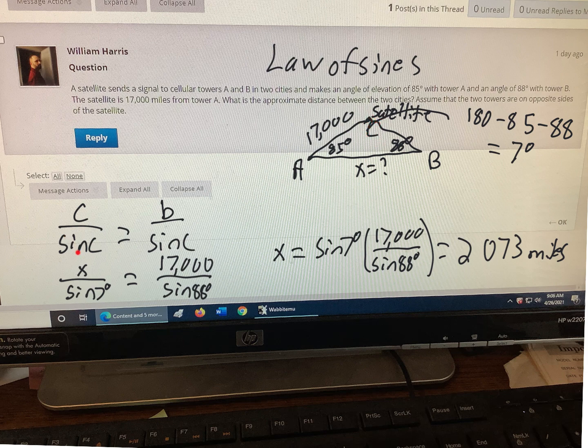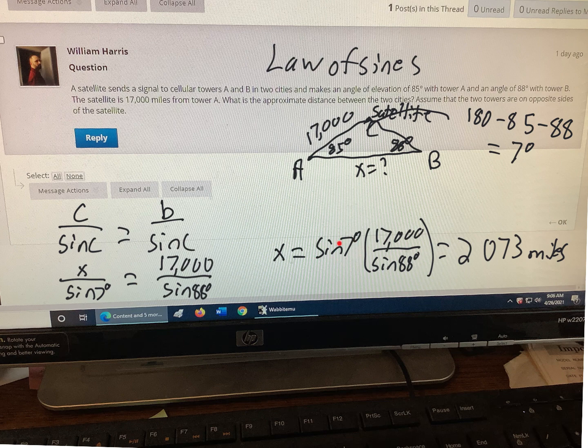So here's the law of sines. Instead of calling it X, I'm calling it C here. Side C over sine of angle C would equal side B over sine of angle B. So side, I called that X. The angle here I found is 7 degrees. And I know this side and this angle, 17,000 over sine of 88 degrees.